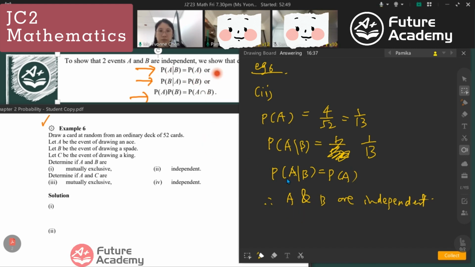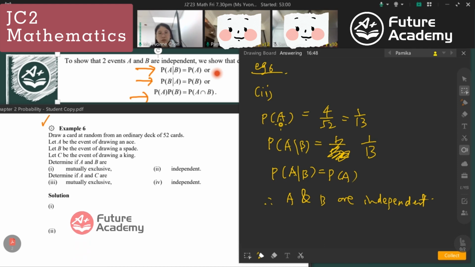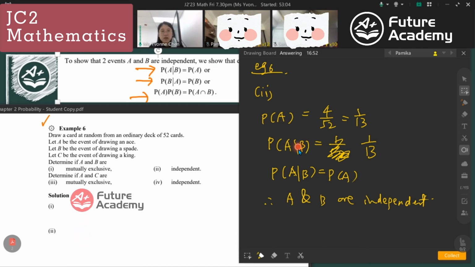Okay, so far. Sorry, can you explain again why the probability of A given B is 1 over 13? Oh, because no matter what B is, it doesn't really matter whether the card is a spade or not a spade. The probability of having an ace is still 1 out of 13. You still have only 4 cards which are aces out of the 52 cards.